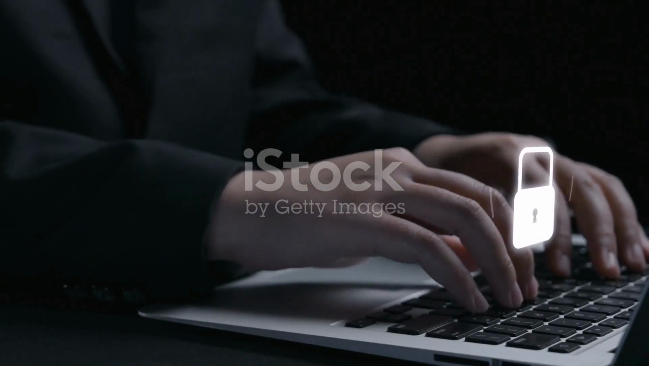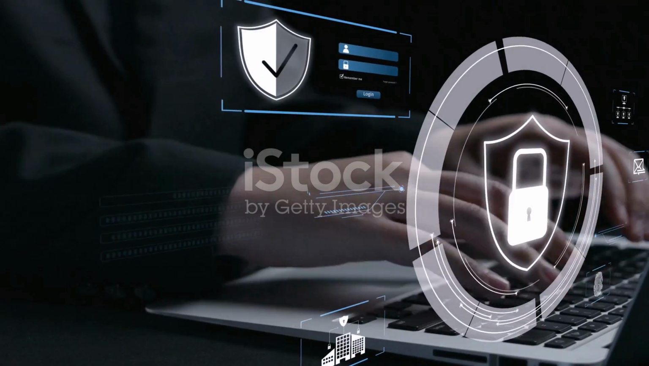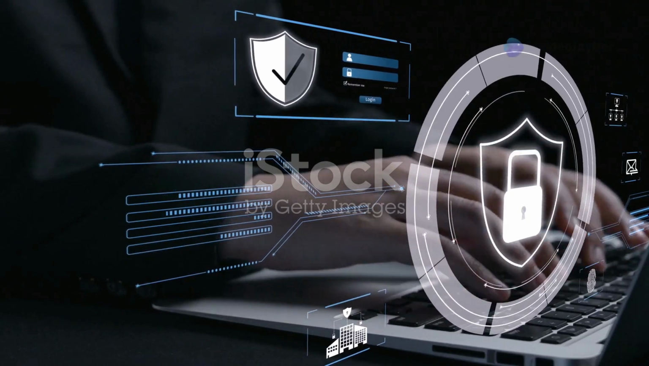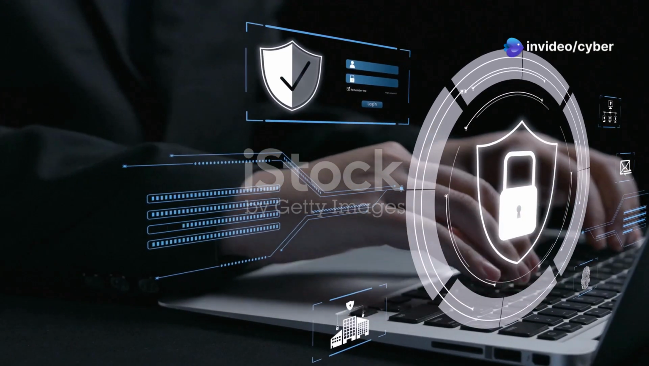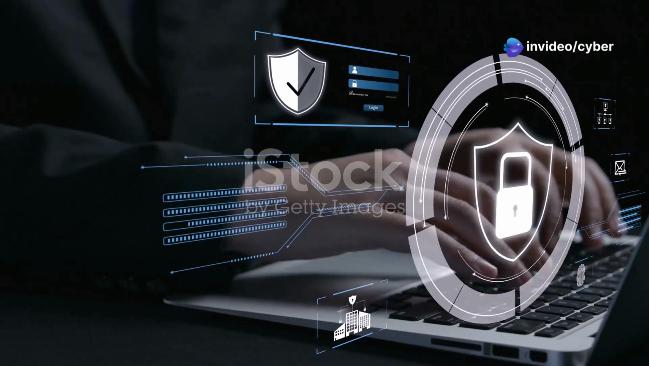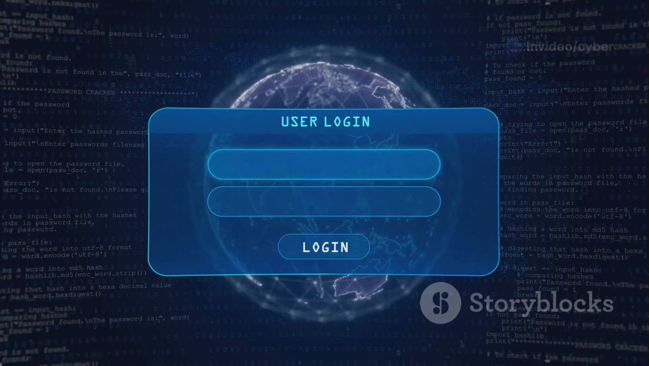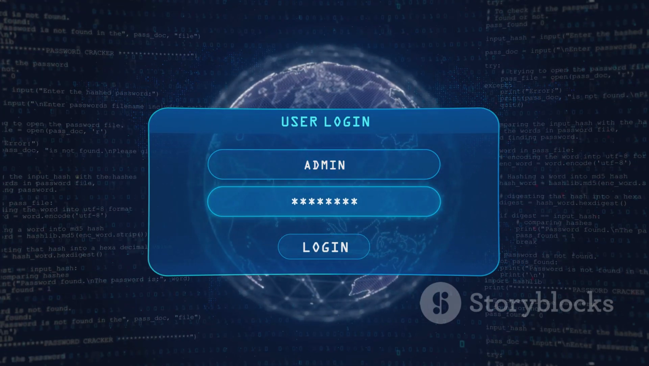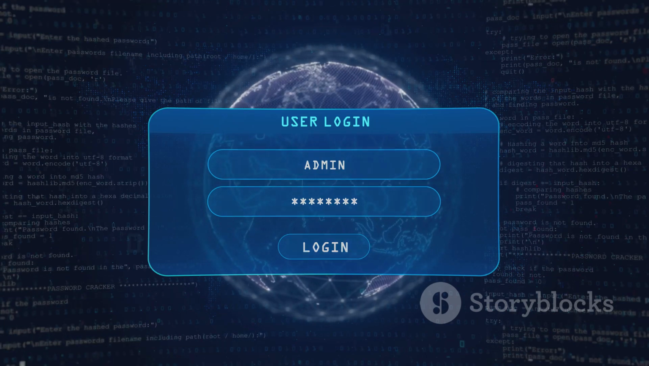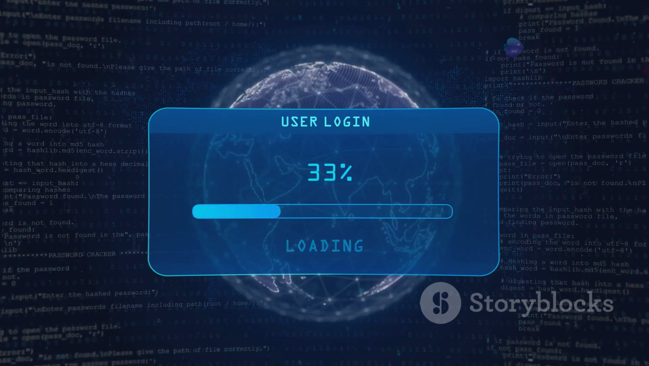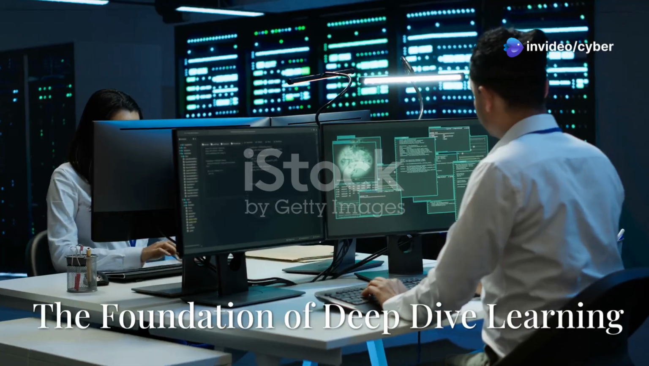This essay will explore the key components of malware deep dive learning, its applications in various security domains, and the challenges and future trends shaping this field. We will also examine ransomware as a case study, illustrating how deep dive learning is used to combat this pervasive threat.